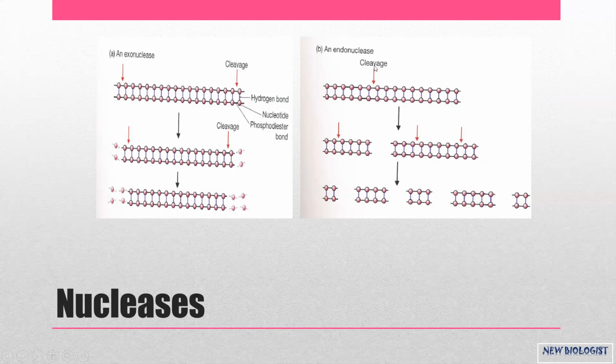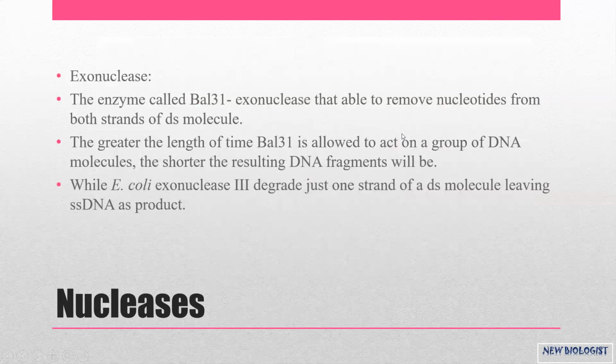In the case of an endonuclease, it is going to cut the phosphodiester bond between two adjacent nucleotides. If the time permitted is very high, here we can see with the red arrow where it is cut, first to second and third. So many smaller fragments can be established.